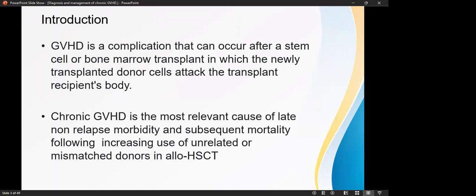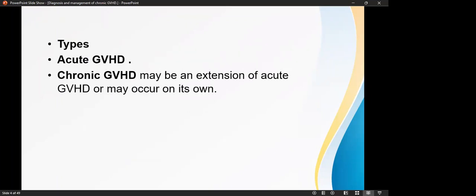Introduction. GVHD is a complication that can occur after a stem cell or bone marrow transplant in which the newly transplanted donor cells attack the transplant recipient's body. There are two types of GVHD, acute GVHD and chronic GVHD. Chronic GVHD may be an extension of acute GVHD or may occur on its own.